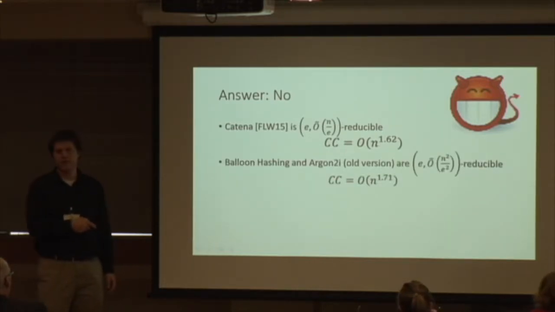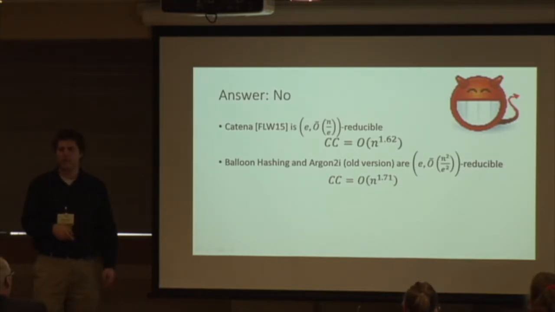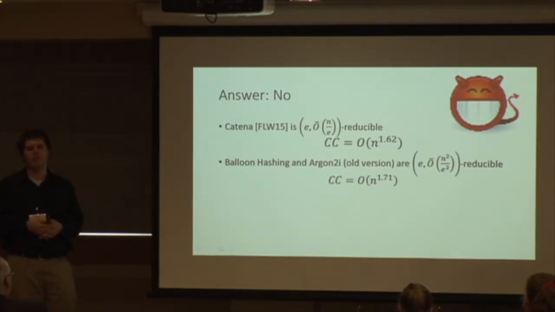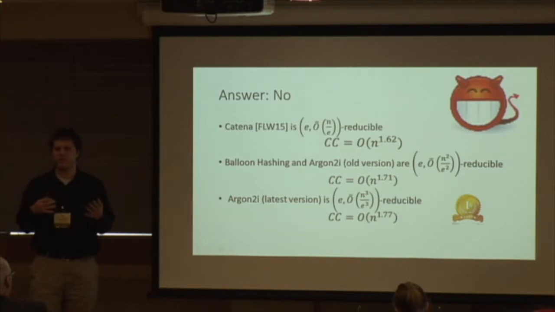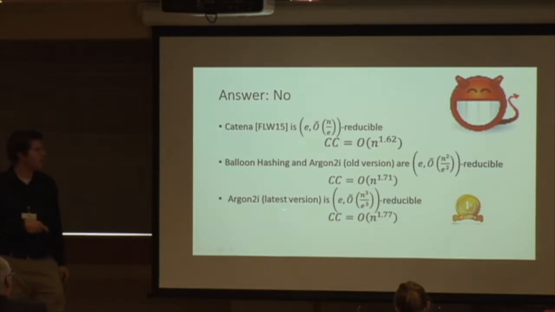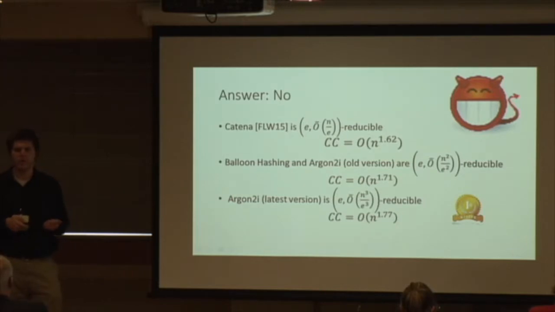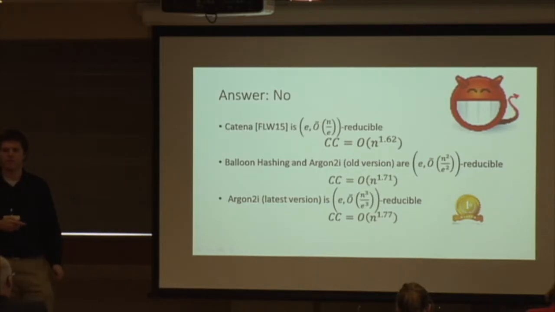Similarly, balloon hashing and the older version of Argon2i do a little bit better, but the cost is still n to the 1.71, which is still much smaller than n squared, the cost that we were hoping to achieve. And finally, the latest version of Argon2i is also depth reducible. It's a little bit better than the old version, but we can still get an attack with complexity n to the 1.77. Again, much smaller than n squared, the quadratic bound that we were hoping for.